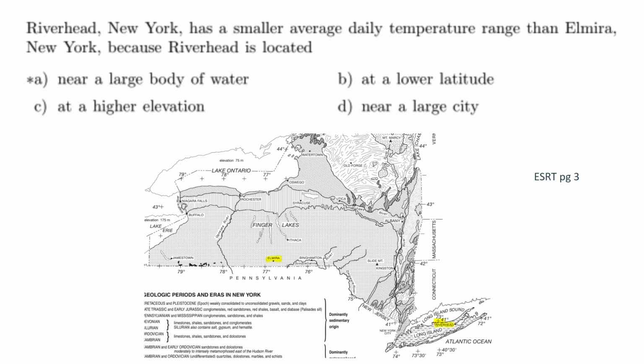The temperature won't go too high or too low. The water will stabilize it. But Elmira is more inland, it's not coastal, and there's no water around it, so its temperature will change drastically. It will have a high temperature range. The temperatures will go really high and then really low.